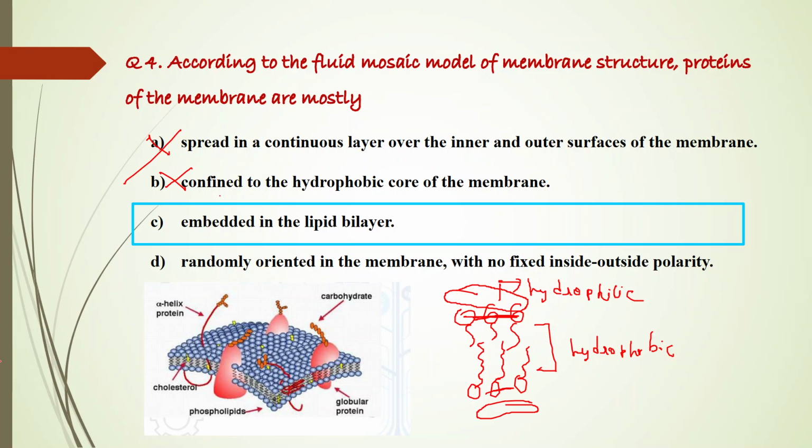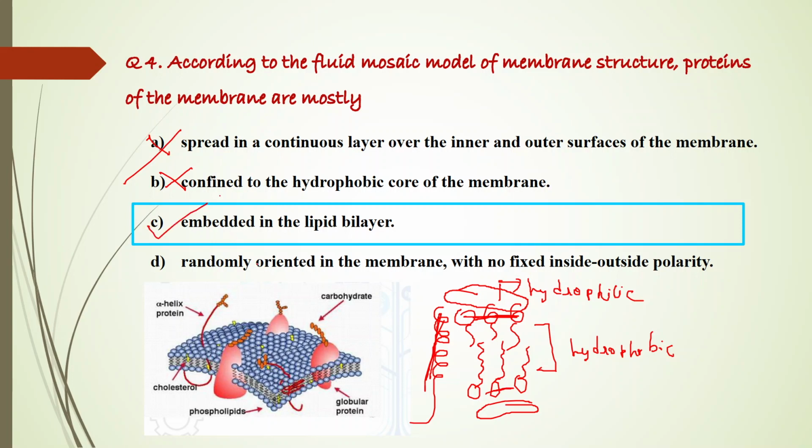And whenever, suppose an alpha helix is interacting here, they enter this phospholipid layer and create some kind of channel through which the ions and other hydrophilic molecules can pass through. So this is their role. They have to be embedded in the lipid bilayer and act as a transmembrane protein. So yes, our option number C was correct.